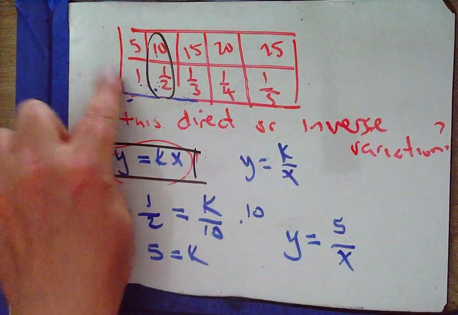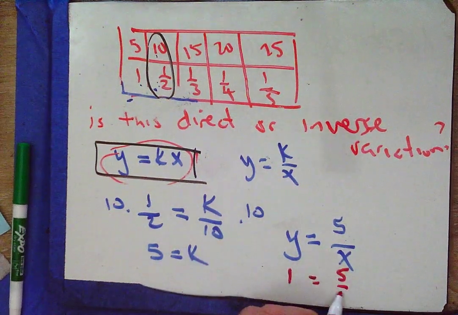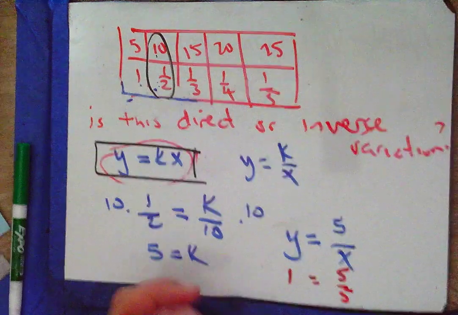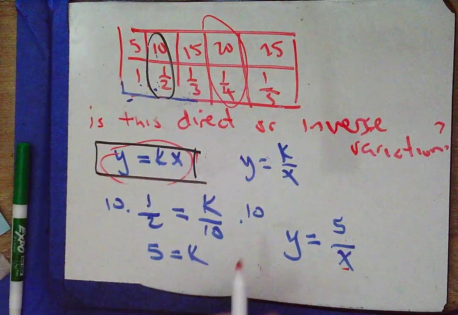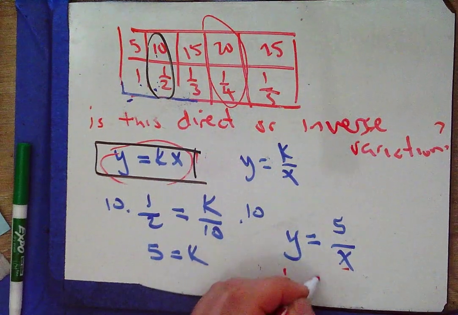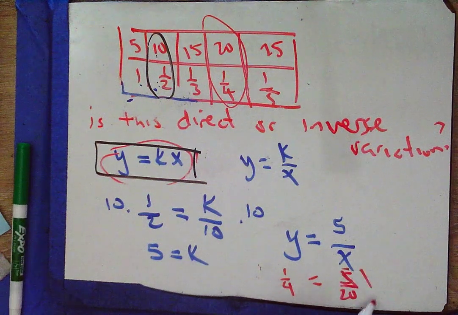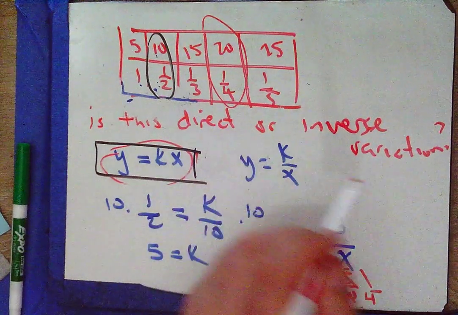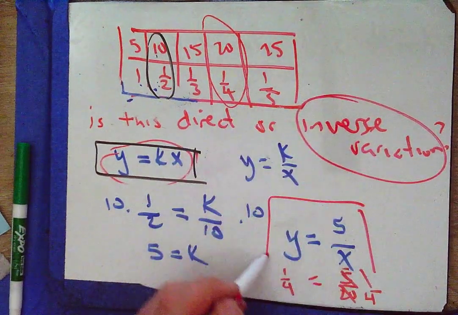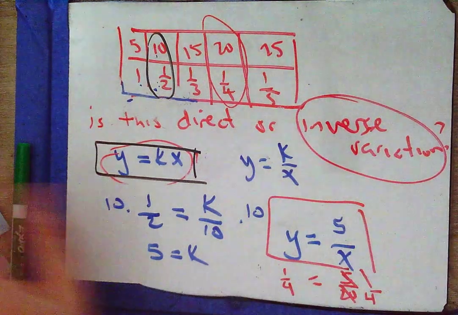Now let's plug in that first ordered pair again. Okay, I plug in a 1 and a 5. Oh look, 1 equals 1. That's great. What if I plug in a different ordered pair? What if I plug in 1/4 and 25/20? Well, 5 goes into 5 once, and 5 goes into 20 4 times, and I get 1/4. So this is inverse variation, and this is the specific inverse variation model. All right, so let's see how it goes for you.